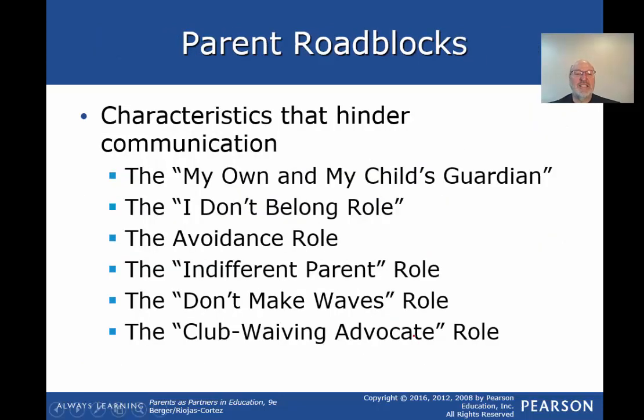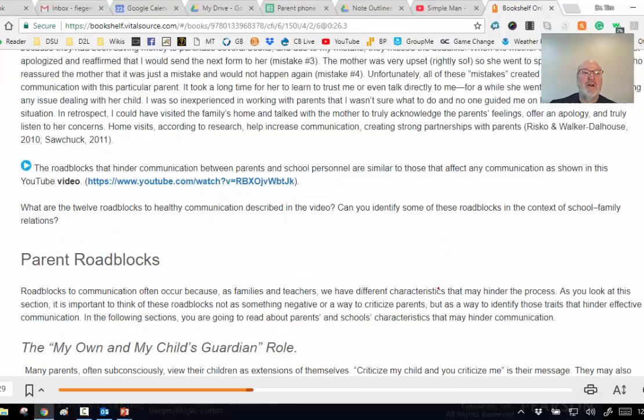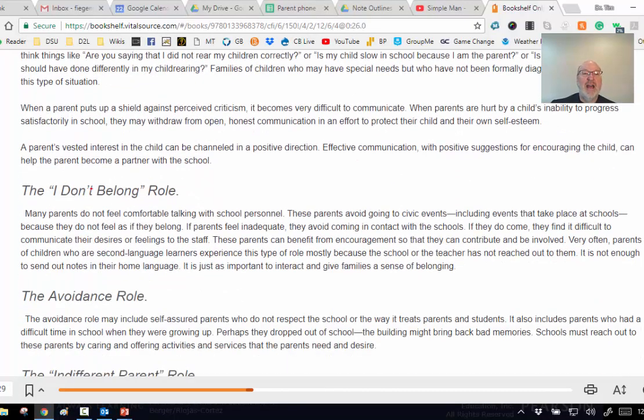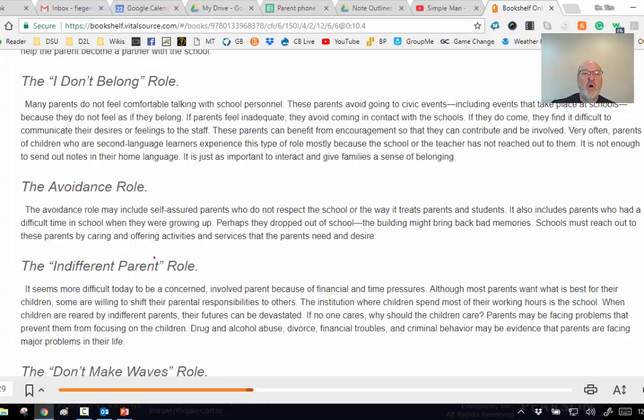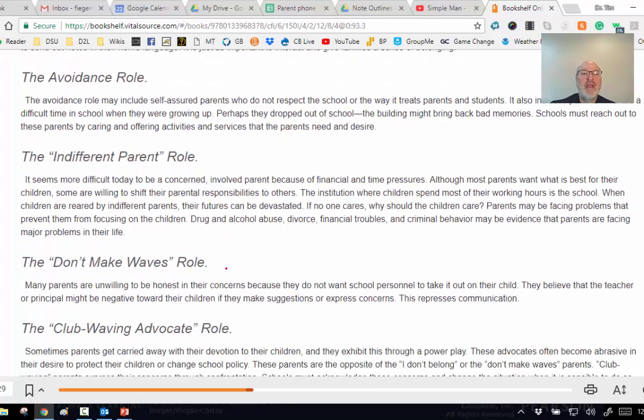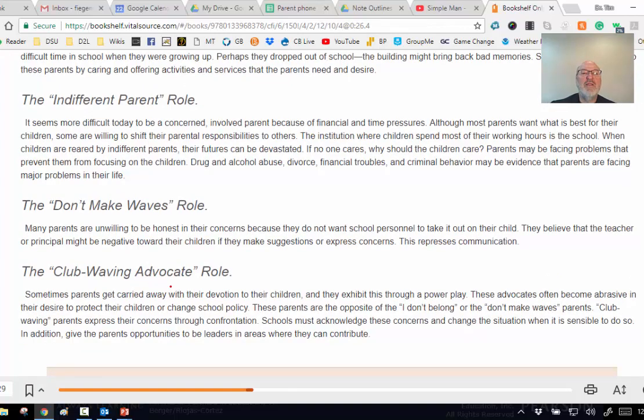So what are those characteristics that hinder communication? And this will be number 5. And don't start on this until I'm going to ask you to say something about each of those. My own and my child's guardian role, and I don't belong role, the avoidance role, the indifferent parent role, don't make waves role, the club waving role.